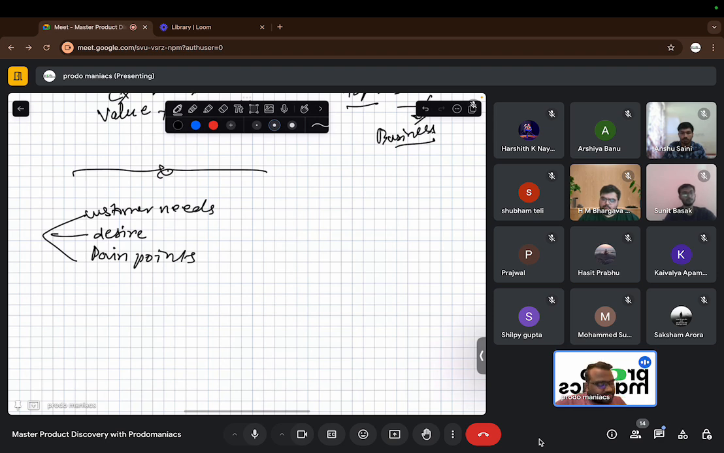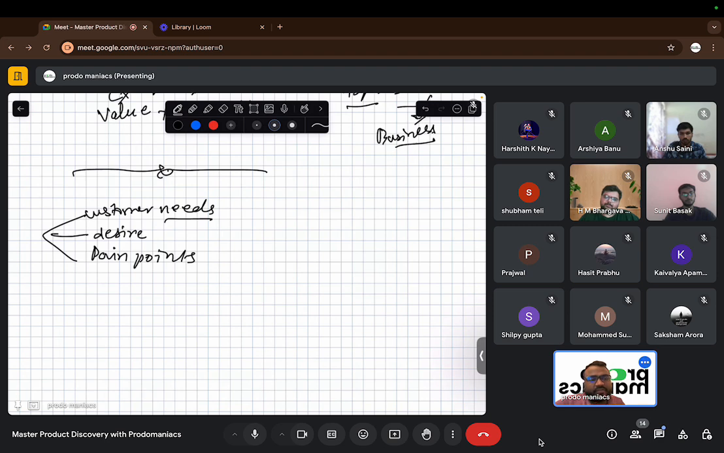Needs are just basic things. I just want to go from point A to point B. Desires are when I go from point A to point B, if I book an Uber, I should get a Mercedes, right? And then my pain points would be, if I have to go from point A to B, I'm not able to get any cab for myself, and then I try to build an Uber. So there will be little things.